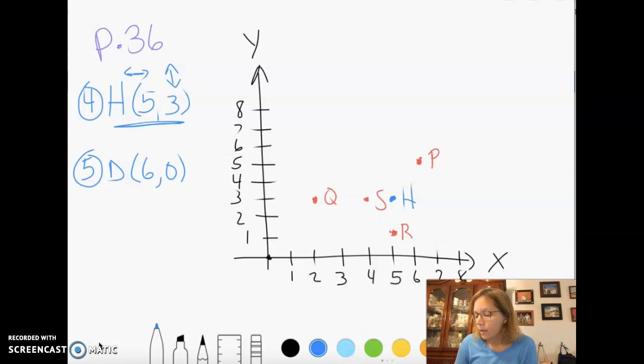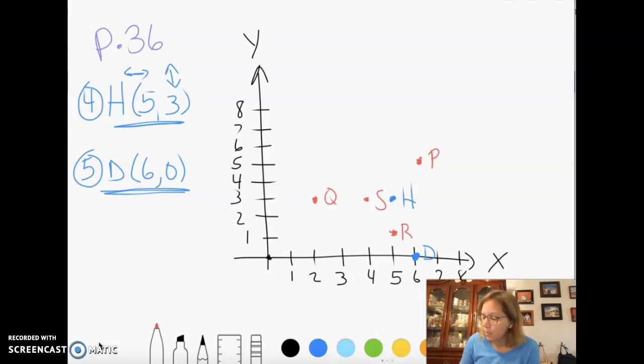And then my next point is 6, 0. So 6 to the right and 0 up. So I'm going to stay right on that x-axis. And that is point D.